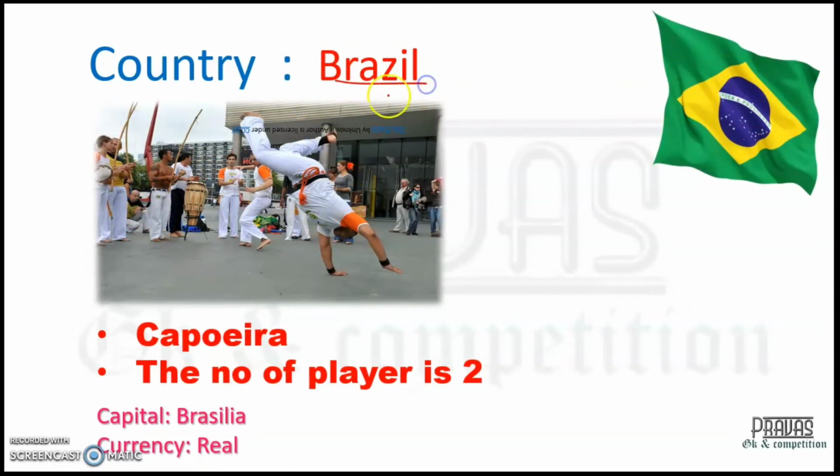Next country is Brazil. Brazil's national game is Capoeira, and the number of players in each team is 2. Capital is Brasilia and currency is real. So you have to remember that Capoeira is the national game of Brazil and the number of players in each team is 2.